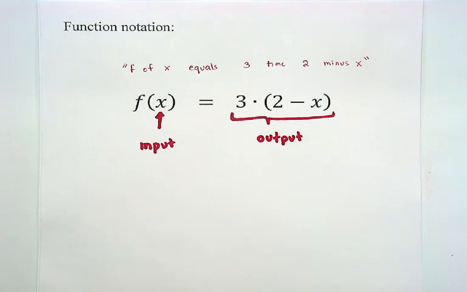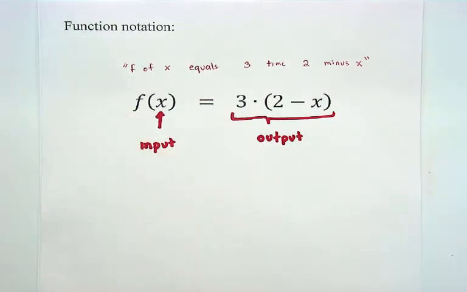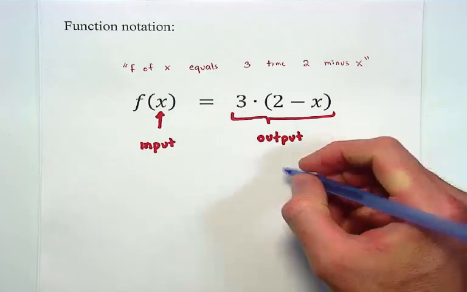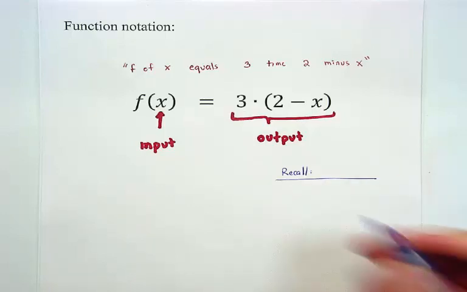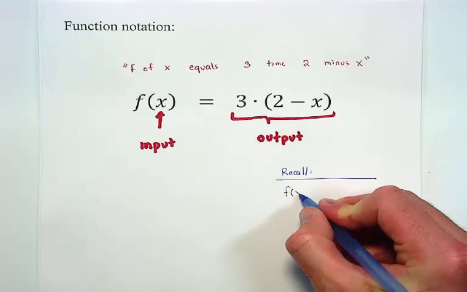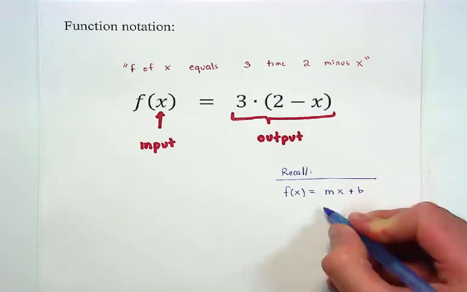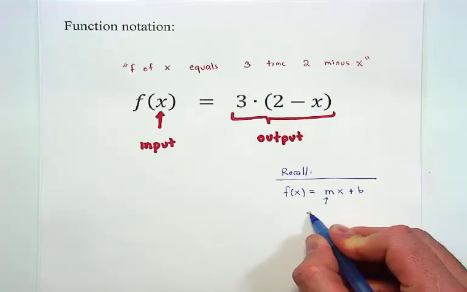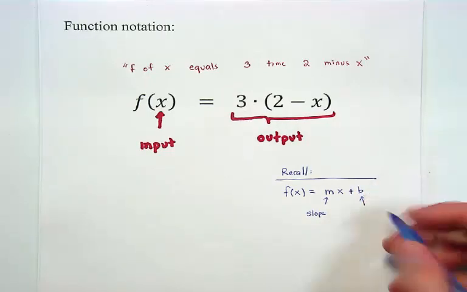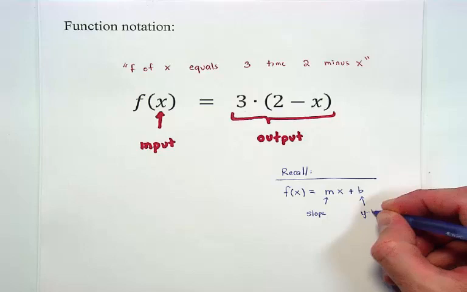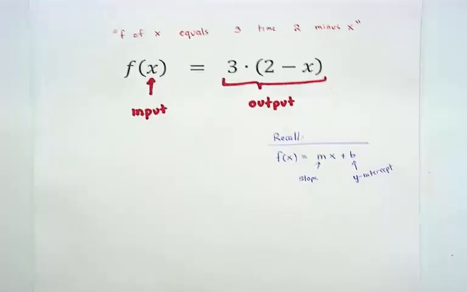Earlier, I claimed that this particular function was linear, and if we remember, we had said linear functions come in the form f of x equals mx plus b, where the scalar m is called the slope and the b value is the second coordinate of the y-intercept. This is a review of beginning algebra concepts.